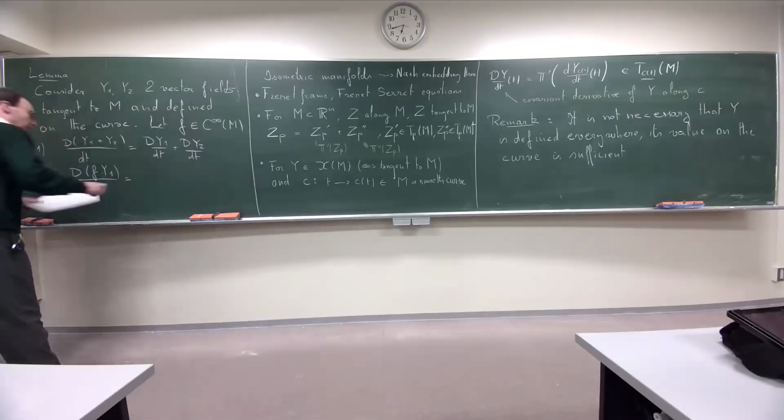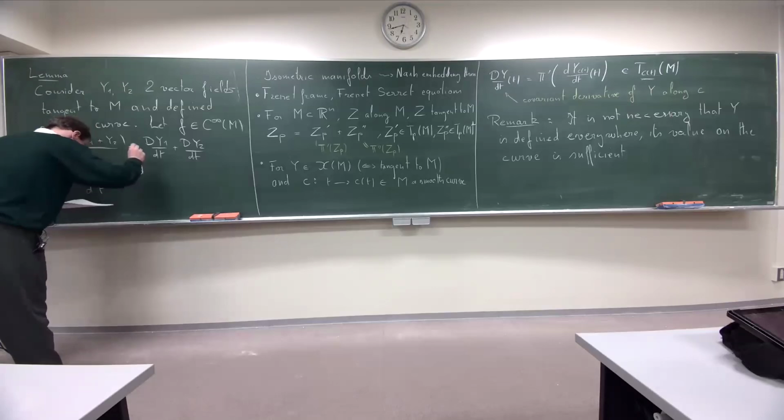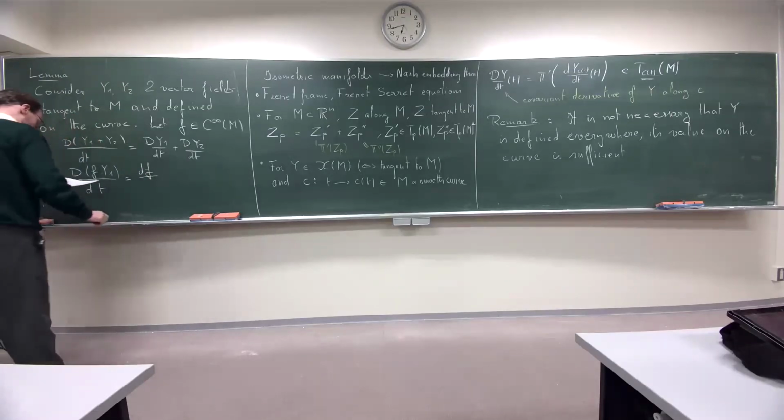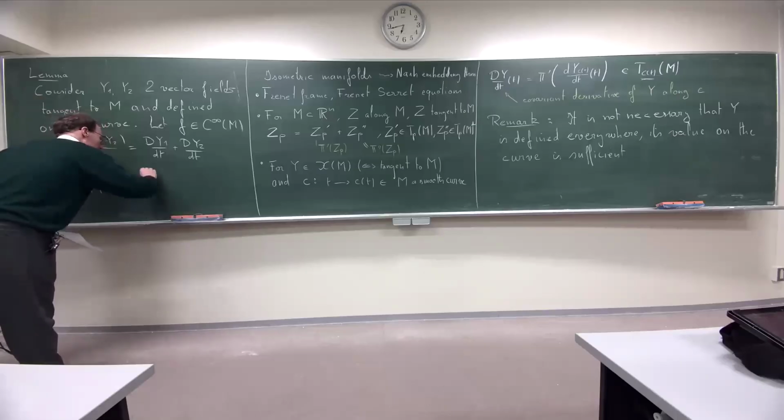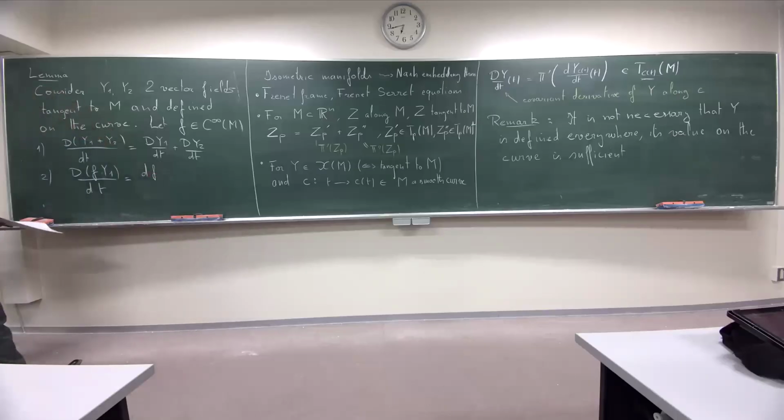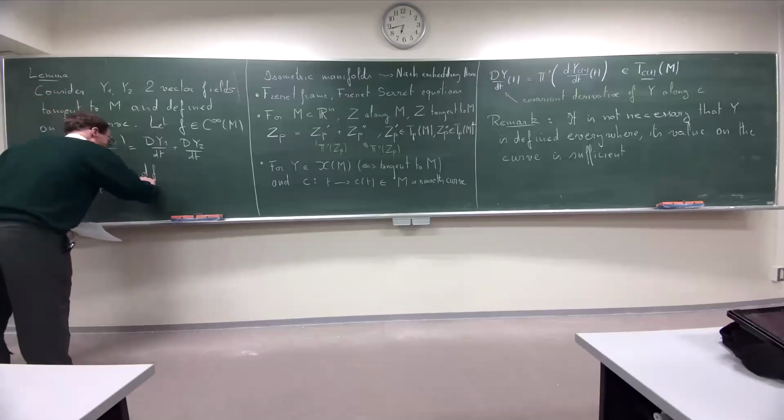It is the usual derivative df over dt. Okay, no. D of. Okay, I have a small problem. What I'm writing is not correct. So probably there is a mistake in the notes. I should write D.